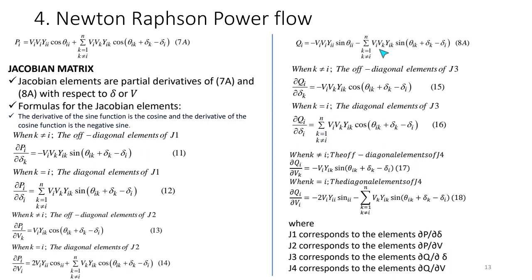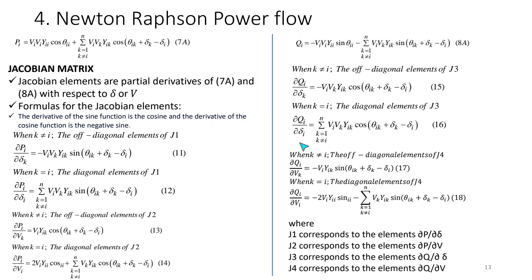Summation k equal to 1 to i, Vi Vk Yik, and the sine term becomes cos, with the inside term theta ik plus delta k minus delta i. Can you understand? The sine becomes cos of this whole term, because we take the partial derivative with respect to delta. But this negative becomes minus 1, and that negative and this negative become positive. That's why this term will be positive like this.